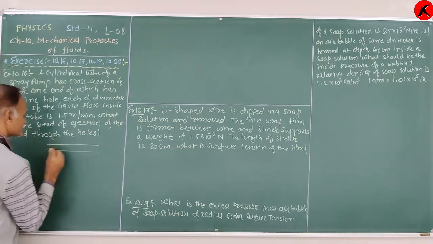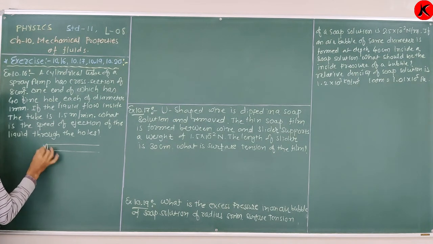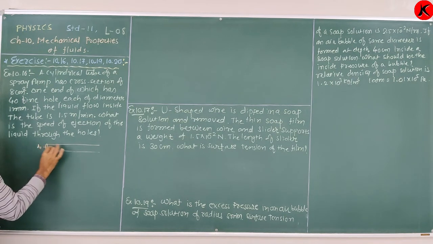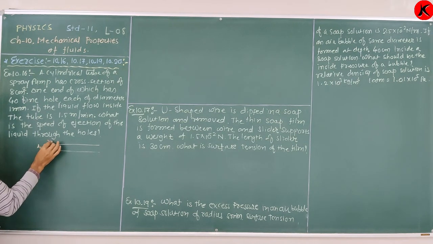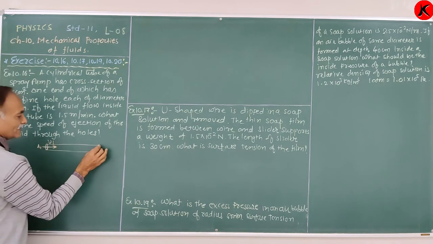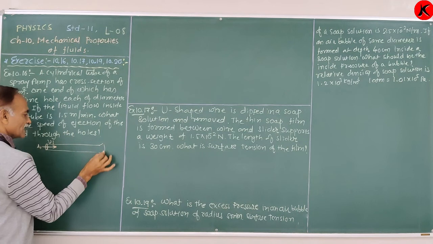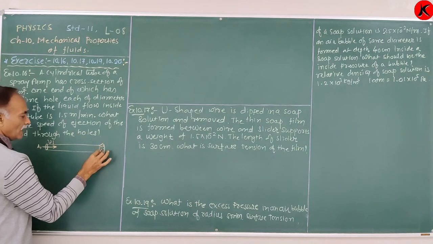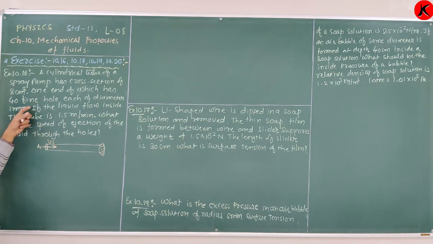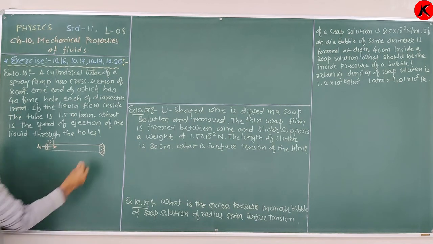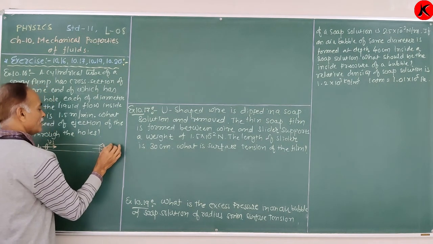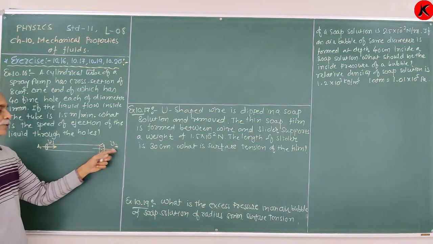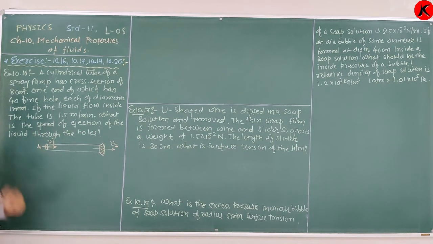One tube is given. One end of the tube has a cross section area A1, and whatever fluid is flowing has speed V1. While at the other end, 40 small holes are given. Each hole has a diameter of 1 millimeter. We have to find out the speed of the fluid coming out of the hole.